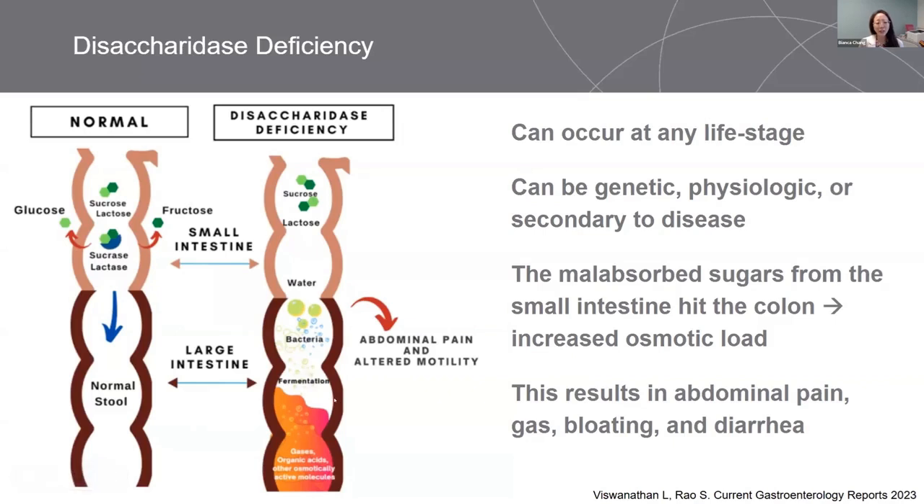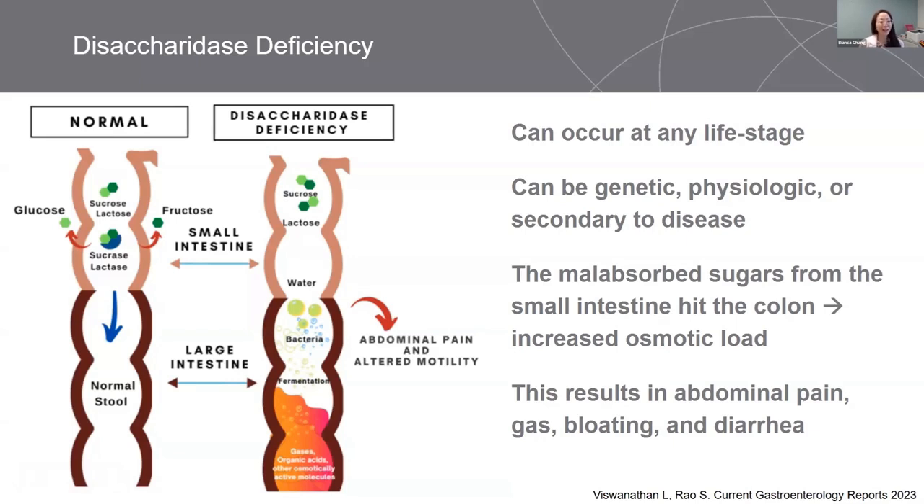So disaccharidase deficiency includes lactose intolerance, but also deficiency of any of those disaccharidases. It can occur at any life stage, so it can occur in children, middle age, and then end of life as well. It can be genetic, meaning that you have a genetic mutation that predisposes you to enzyme deficiency, or on the other hand, you can have a genetic mutation that makes lactase persistent, so you can digest dairy all your life.